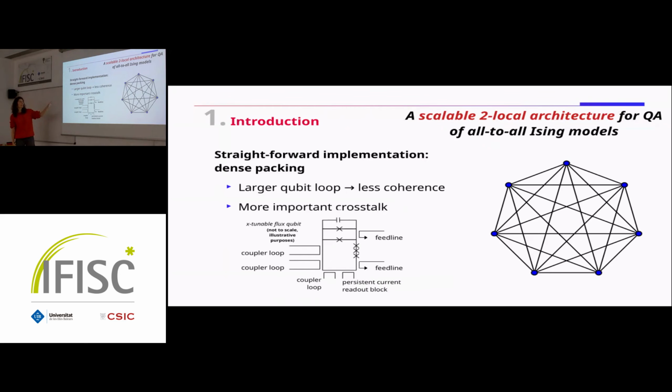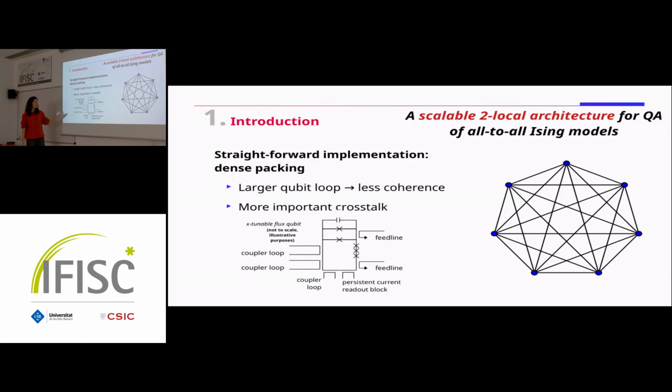So we are interested in scalable two-local architectures to do this. Well, the why is a bit obvious because we want to build large-scale devices that are able to do this. But why is this hard? Why can't we just build this graph directly? Well, it's because it's not really practical to do this in engineering terms.